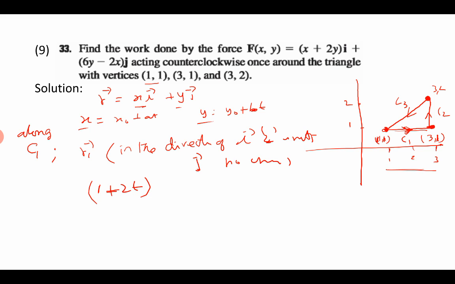See, t is given as t. It is better to choose t between 0 and 1, isn't it? T is between 0 and 1. Maximum value of t is 1. So p1 will give you x is 3, plus in the direction of y, no change. So 1 height remains 1. So 1 unit j. This is your R1.